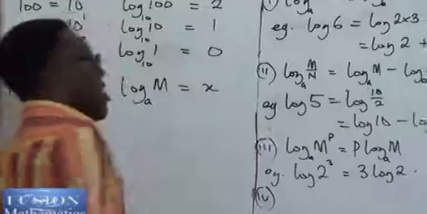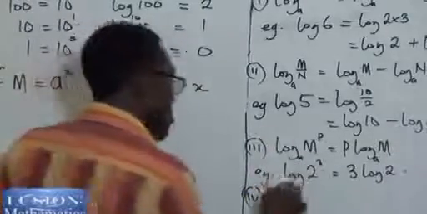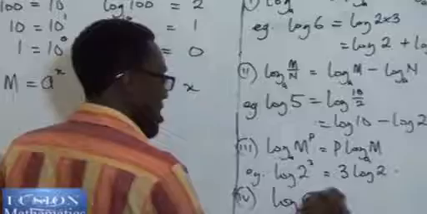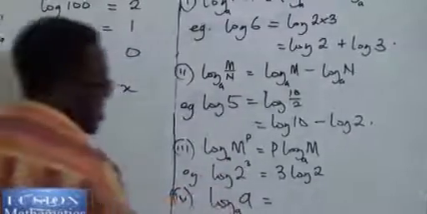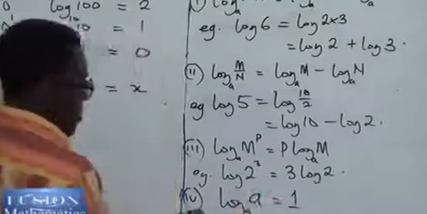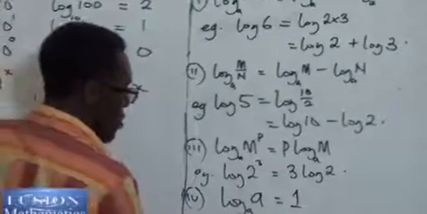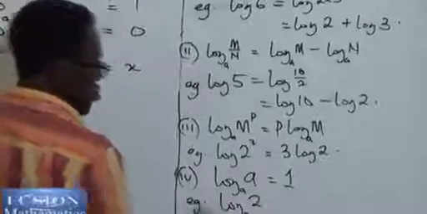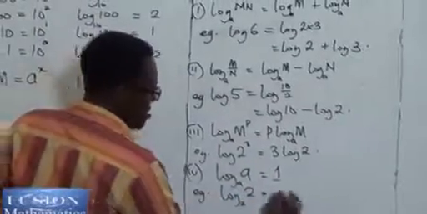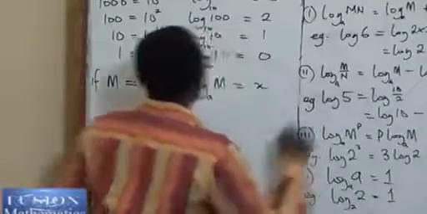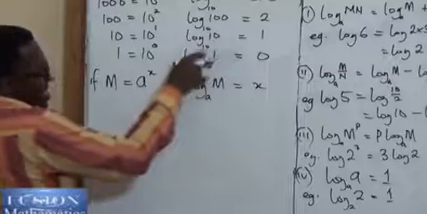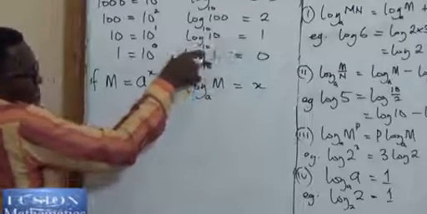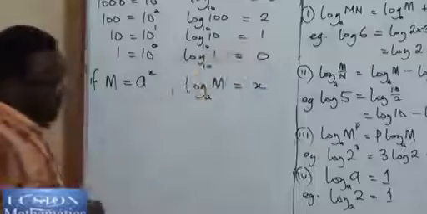Let's look at a fourth law. If we have log a base a, that is, the number is the same as the base, this will give us 1. For instance, you have log 2 base 2. This is the same thing as 1. In fact, when you come over here, you can see that log 10 base 10, that is the number and the base are the same, so it gives us what? 1. Let's look at another law.